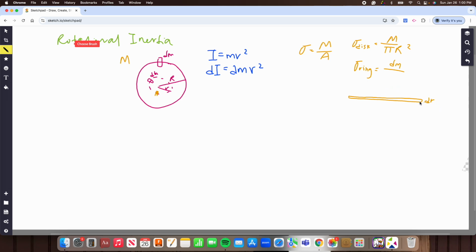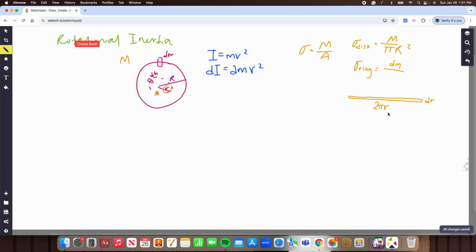That's going to be dr. And what's going to be the length of this? Well, it comes from a circle, so we're going to think about the circumference of the circle. It's almost as if you took a piece of paper and made it into a circle. The circumference is basically the length of that piece of paper. So we know that the circumference is going to be 2 pi r, with a lowercase r.